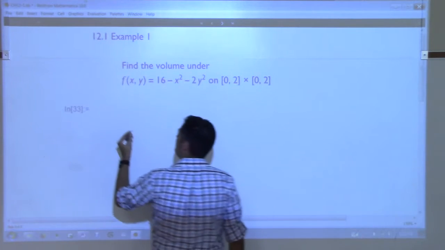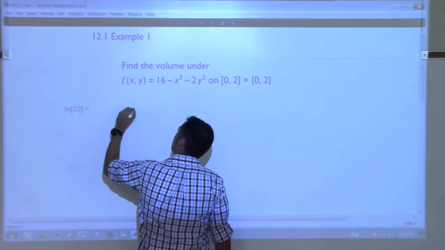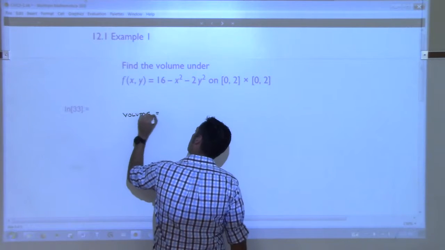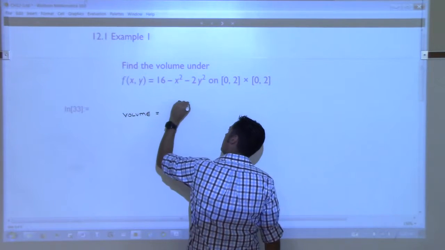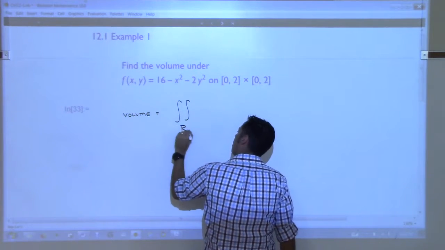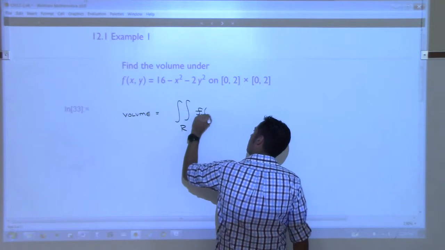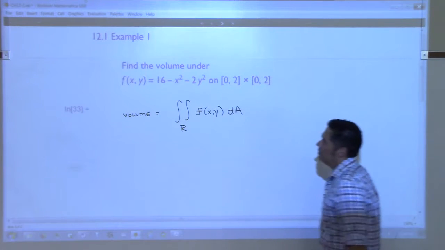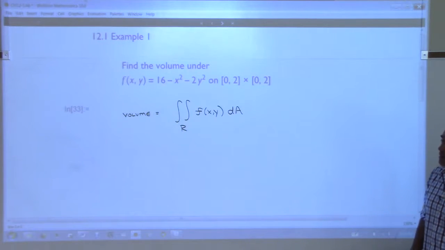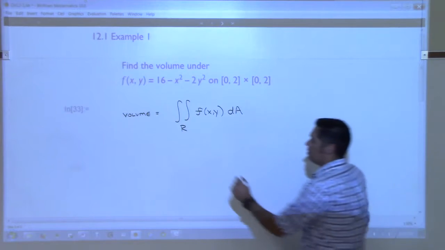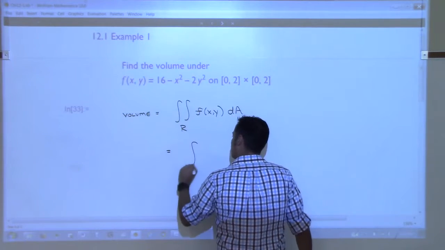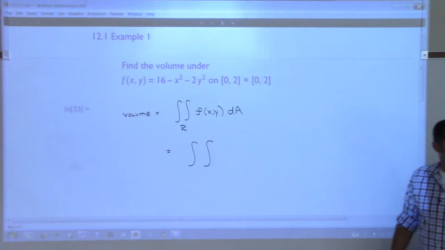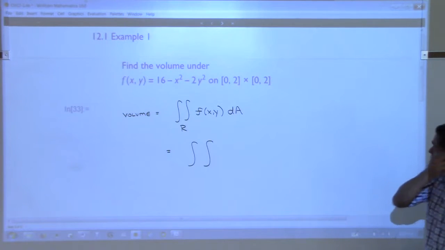So what I want to do is, I'll just say that the volume will be equal to the double integral over the rectangle of the function of the surface with respect to area. Right? That's what it'll be. Now for us, we have a lot of this information. So let's start out with the integrals. Can we put limits of integration on these integrals? What are they? 0, 2, 0, 2.